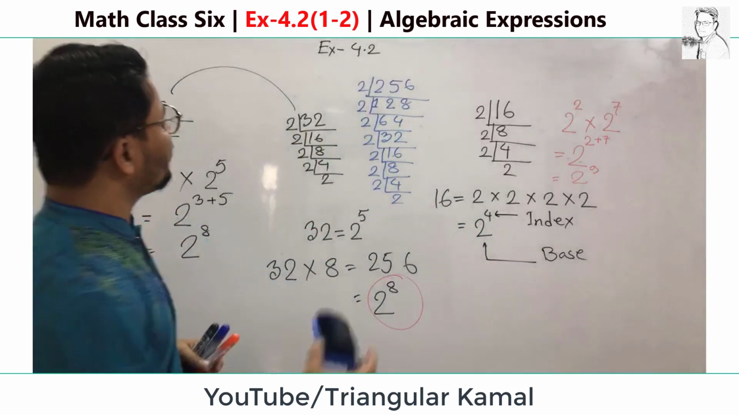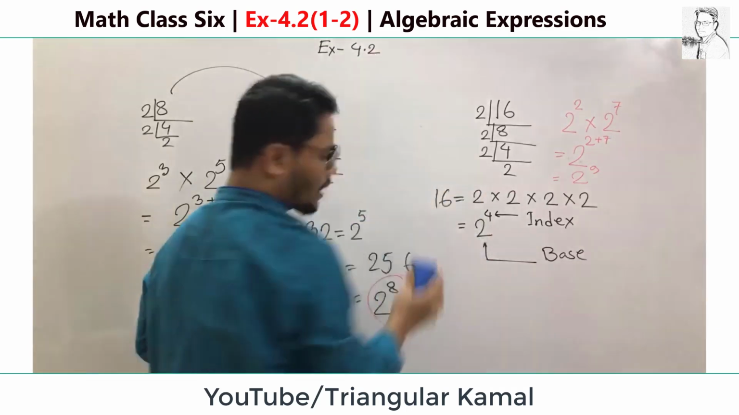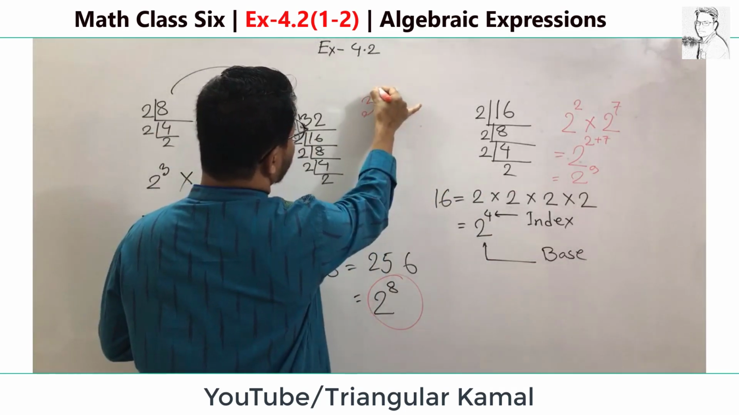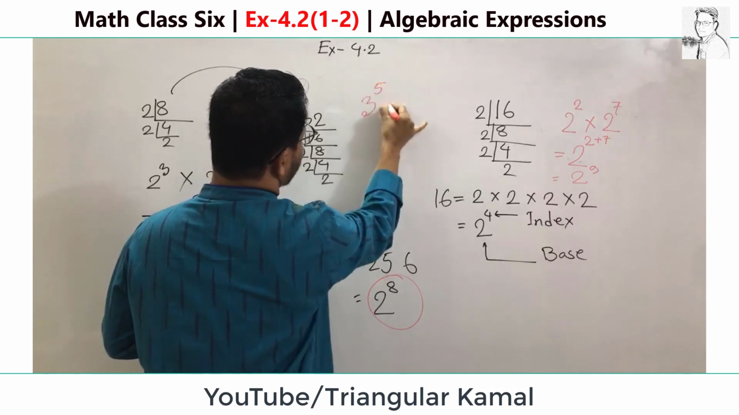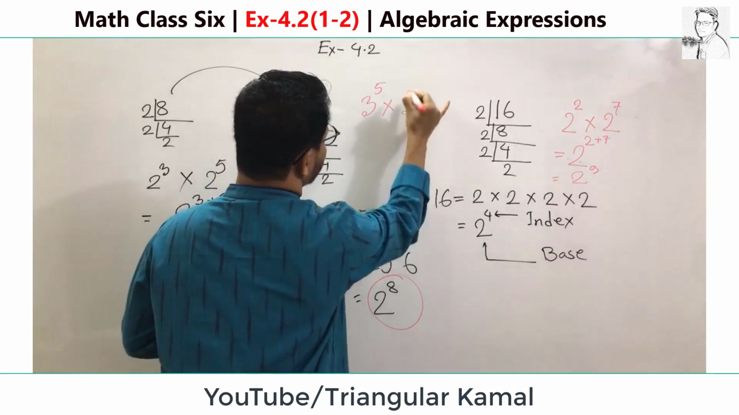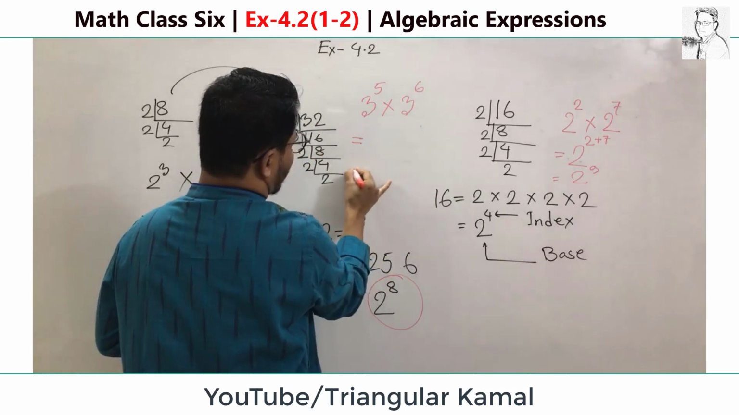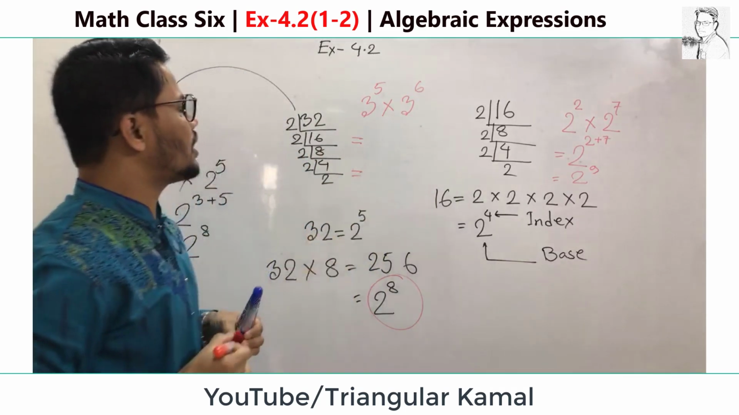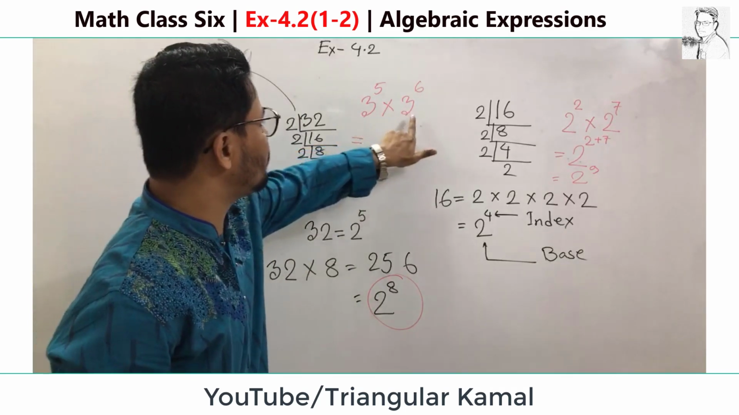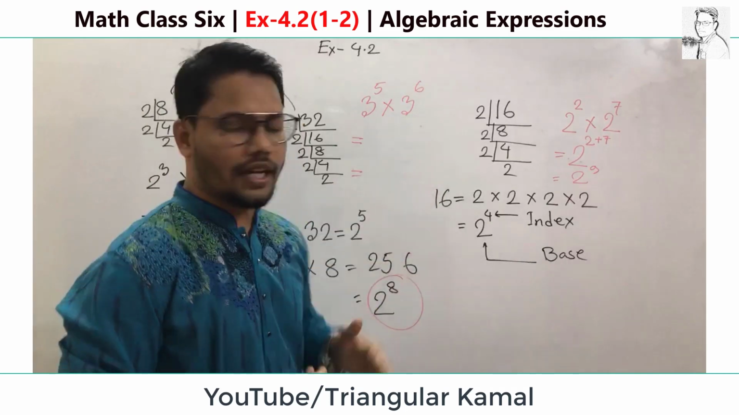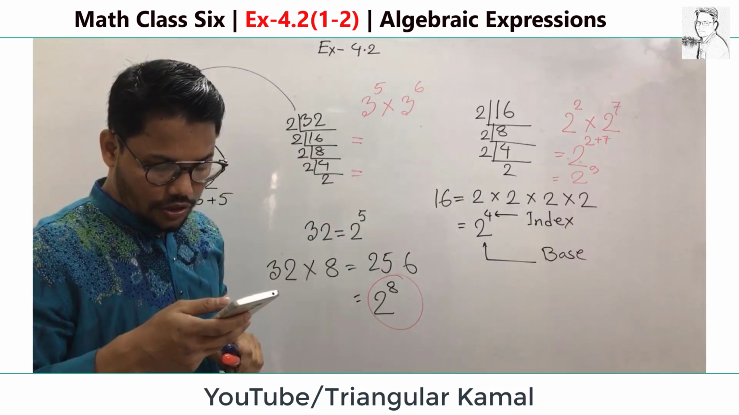And if possible, find the number like 3 to the power 5 multiply with 3 to the power 6. What will be the result here? Anyone, please write down. What will be the result of 3 to the power 5 multiply with 3 to the power 6? Please write the correct answer here. 3 to the power 11.